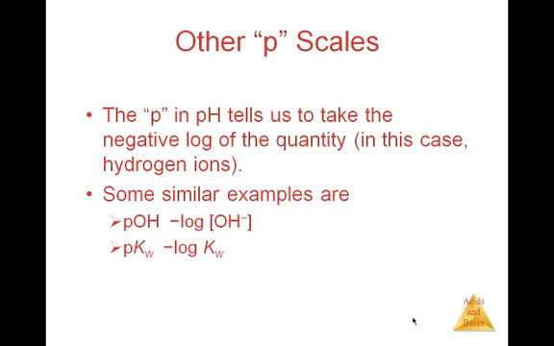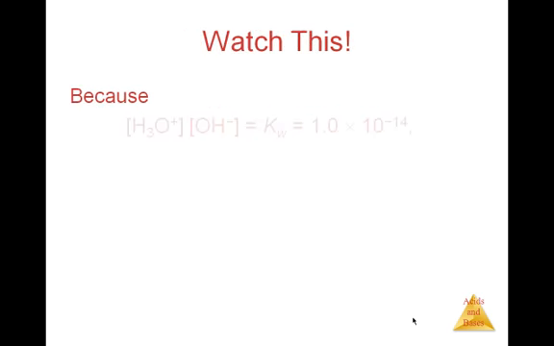So the negative log of hydroxide is pOH, and we can actually take the negative log of Kw, which remember is the equilibrium constant for water, and that's pKw. So p just means negative log, that's it. So let's look at some interesting math.